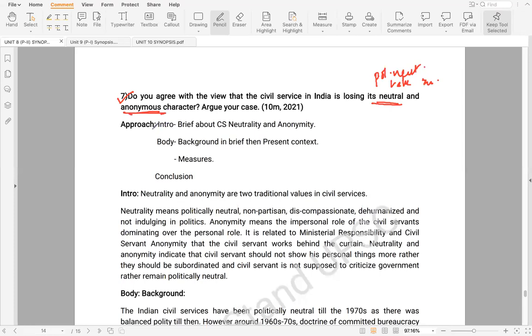And anonymity. So introduction brief about civil services neutrality and anonymity, background in brief, then the present context, and then measures and conclusion.